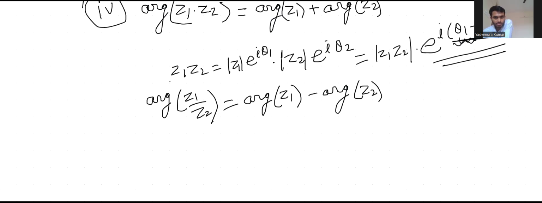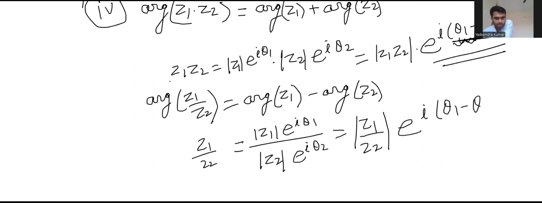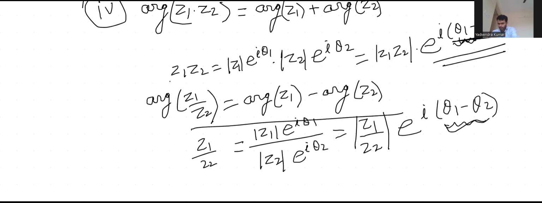So Z1 upon Z2, Z1 can be written as modulus of Z1 e to the power iota theta 1 divided by modulus of Z2 e to the power iota theta 2. This can be written as modulus of Z1 by Z2 and e to the power iota theta 1 minus theta 2. Now we can see this is the argument difference. So that's why this is the second one. Property of logarithm.